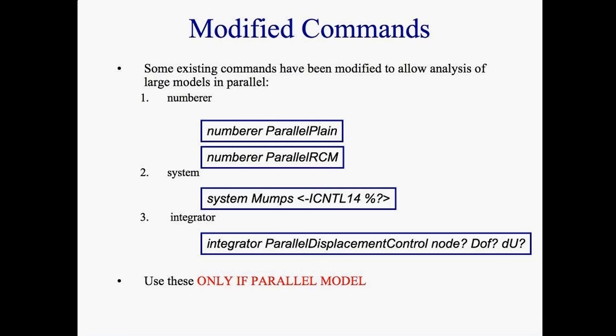In addition, if you're doing displacement control, you have to use the parallel displacement control instead of the normal displacement control. The arguments are the same, but you just have to throw the parallel in there, parallel displacement control. And again, this is only if you're doing a parallel model. Don't use these commands if you want to do the parameter studies, as they will mess up the computation and God knows what you will get out.